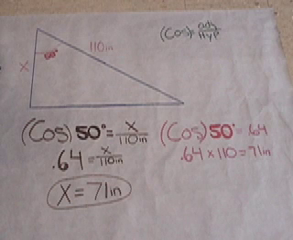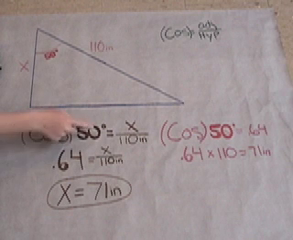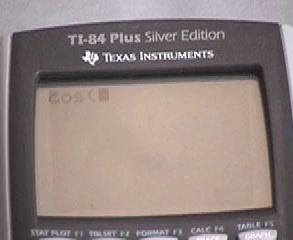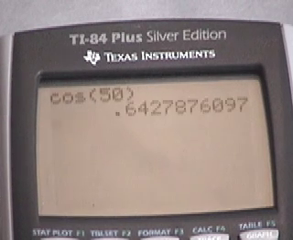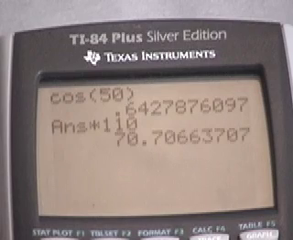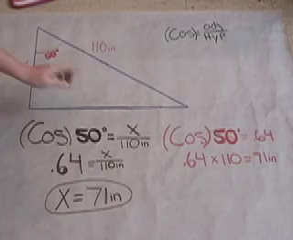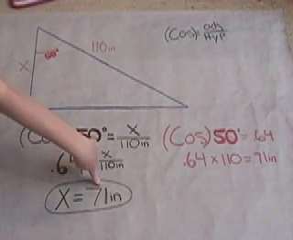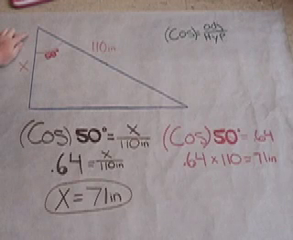So that means it's adjacent over hypotenuse, so remember that's cosine. And so cosine of 50 equals x over 110. So you go cos of 50, and that equals 0.64. Then you times that by 110, and you get 70.7, and you round that up to 71. So x equals 71 inches. So that means that Erica is 71 inches tall.